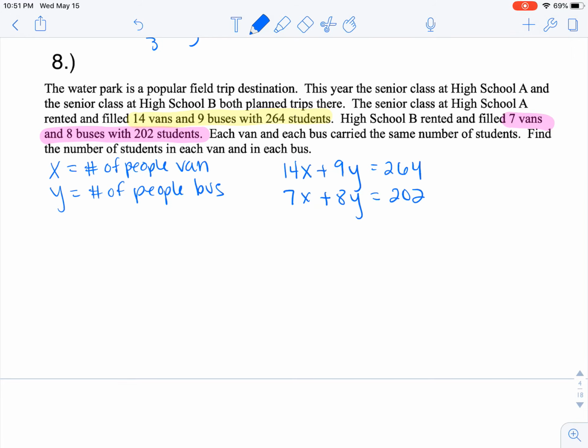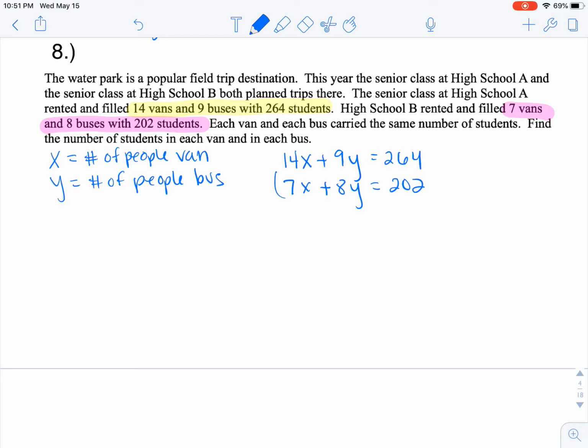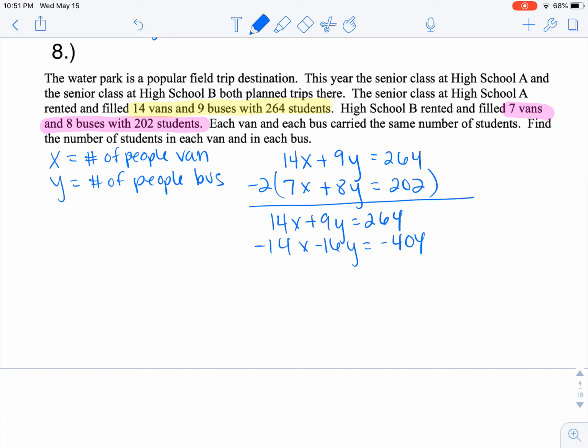All right, so I need to try to eliminate something. So if I look, my x is, if I just multiply this second one by -2, well, then I will have a -14. I can cancel the x's. So I'm going to rewrite the first equation and then multiply the second equation by -2. All right, and then here we add them.